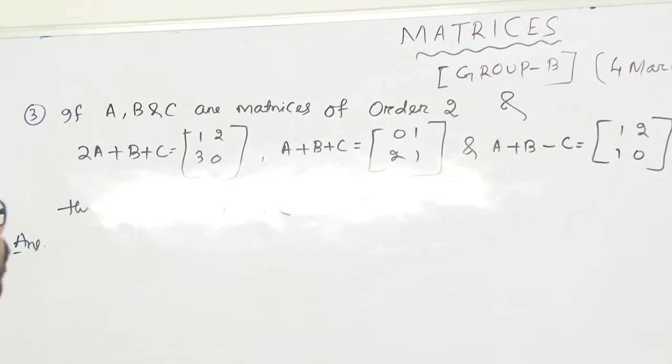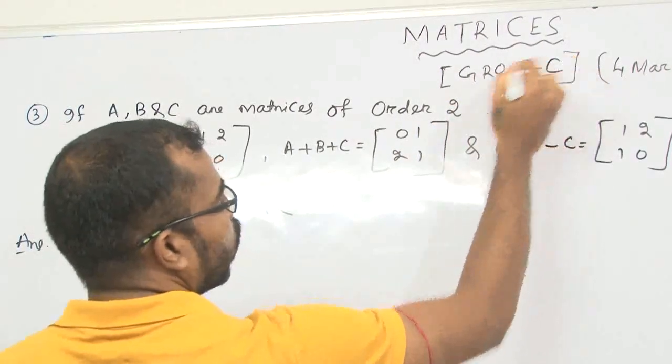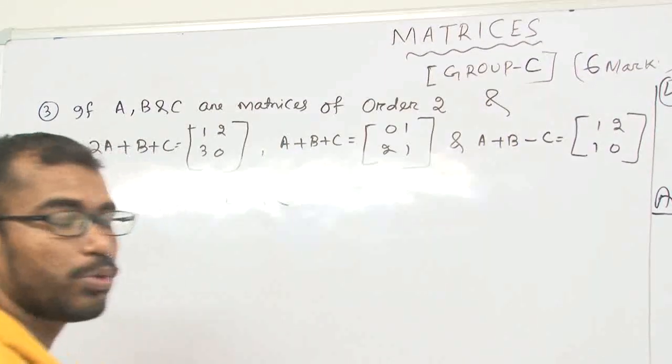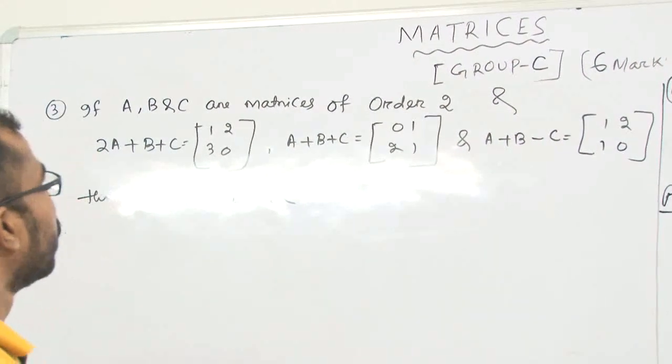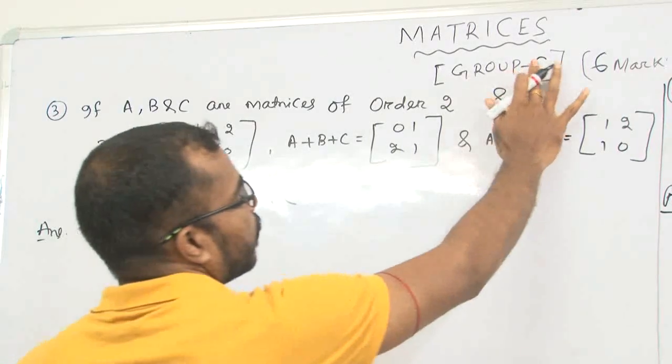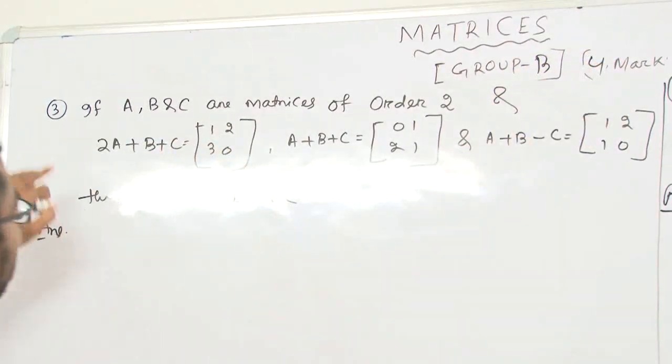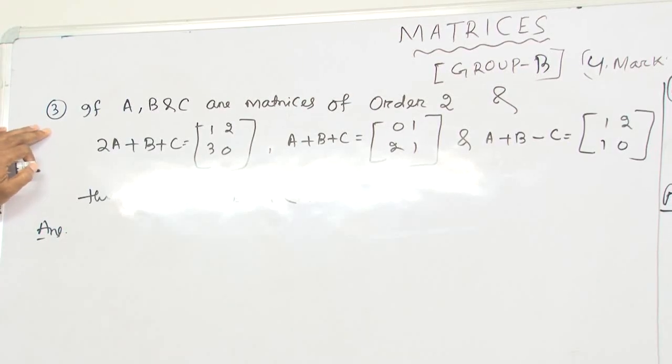Now proceed to group C, and group C contains 6 marks. It is a long question category problem. Sorry, it is group B, and it is question number 3.